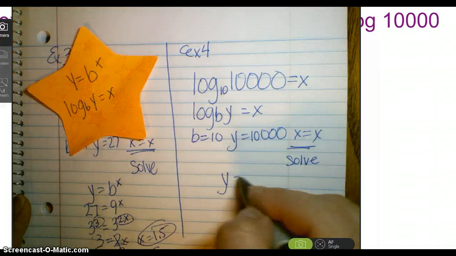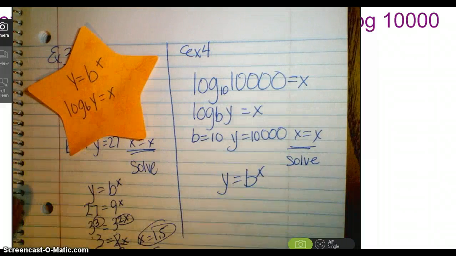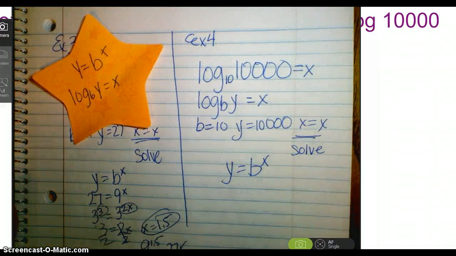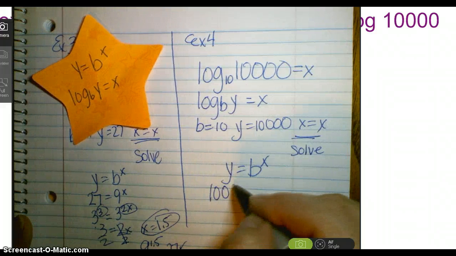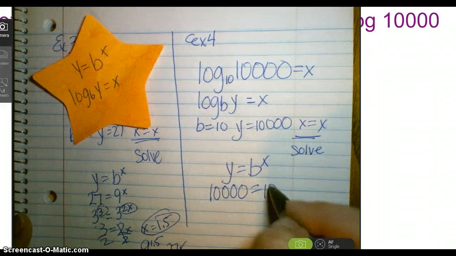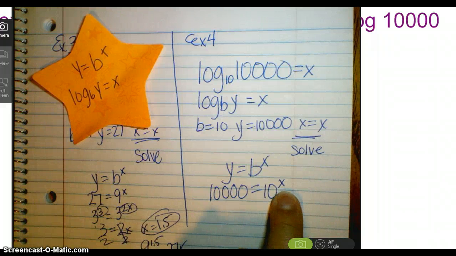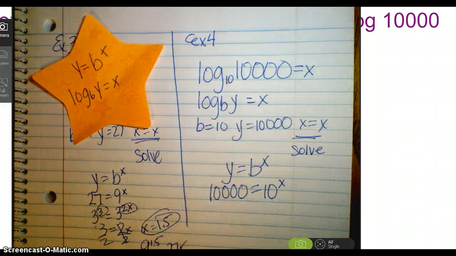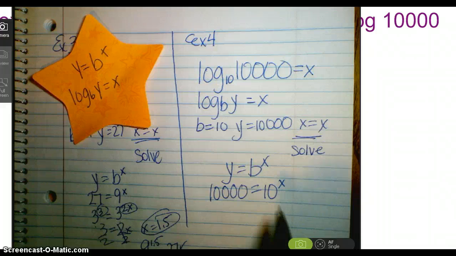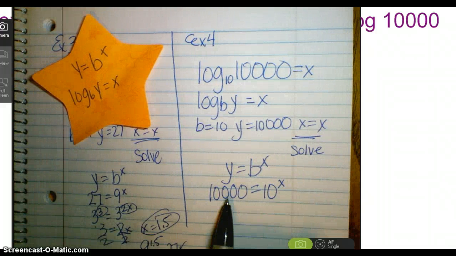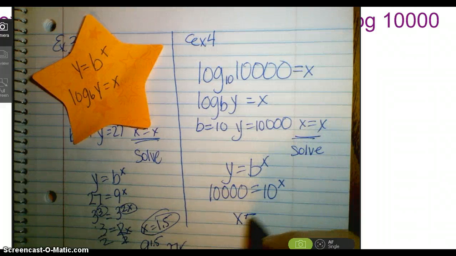Now I'm going to go back to my exponential form, because that's how I've been solving all of these. So 10,000 equals 10 to the x. Now what I could do is plug numbers in one at a time for x and see if I can get a number that gives me the 10,000. So if I do 10 to the fourth in here, that's going to give me 10,000. So x is going to be equal to 4.